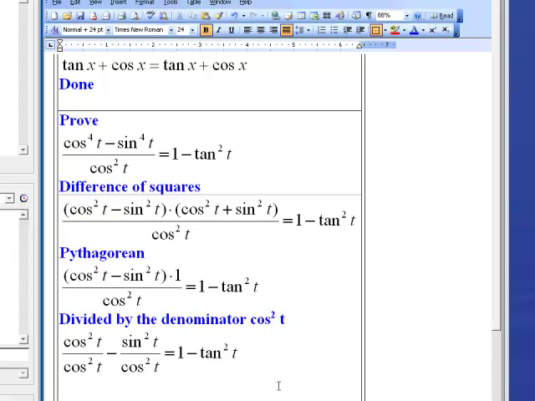There we go. And at this point, I may want to recognize, well, first term is 1. Second term, which is a ratio identity, is tangent squared t, actually negative tangent squared t, and therefore we're done.